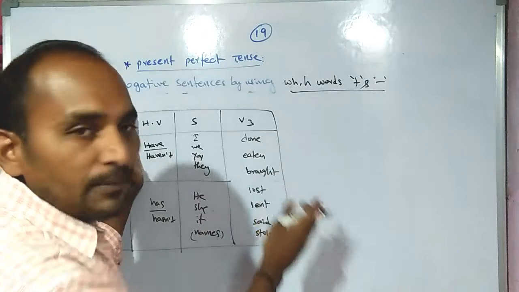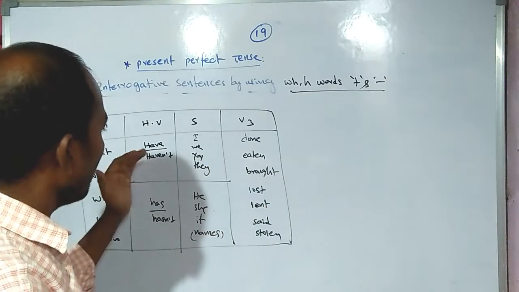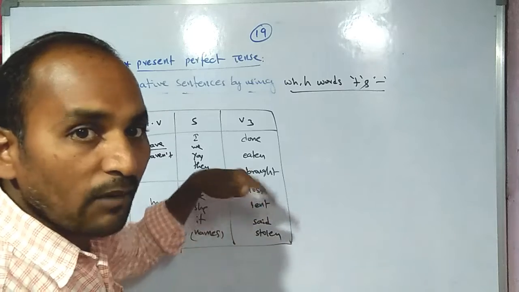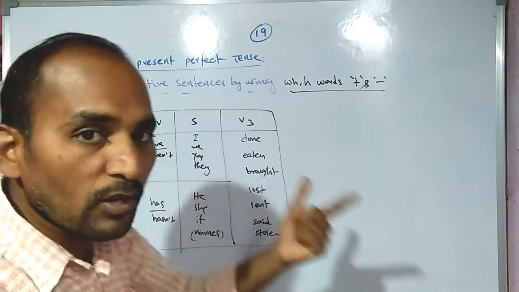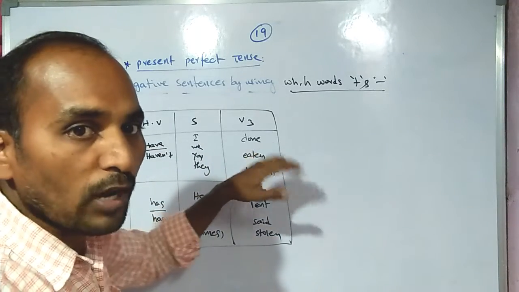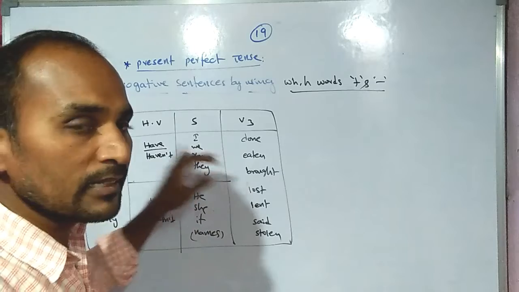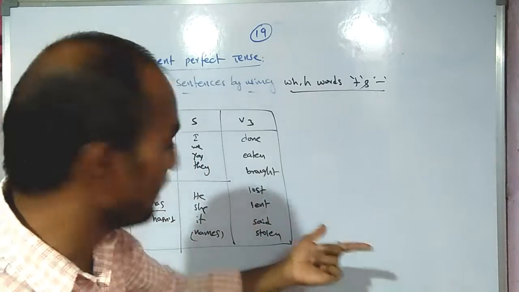For example, have I done? So what have I done? Have I done? What have I done? And next, haven't I done? What haven't I done? So like that, positive interrogative and negative interrogative. So have we eaten? So what have we eaten? Have we eaten? What have we eaten? So what haven't we eaten?